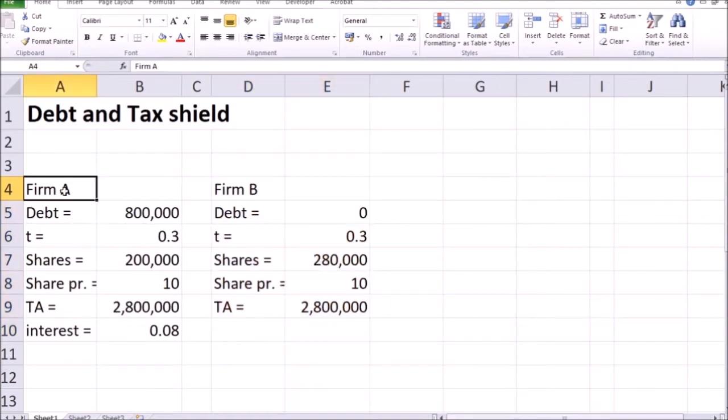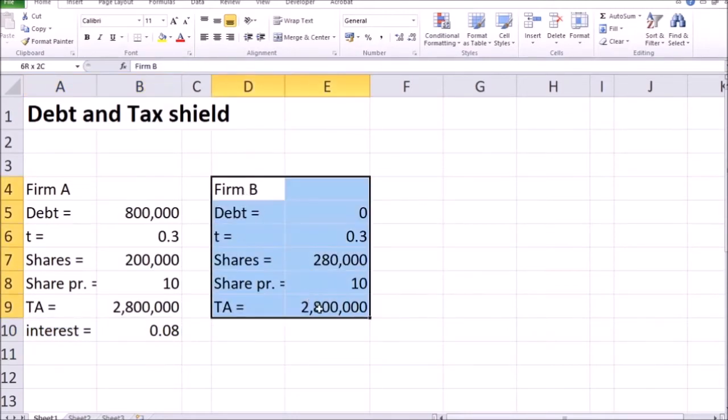So let's have a look at firm A with, let's say, 800,000 in debts. Tax rate is 30%. Let's say the firm has 200,000 shares outstanding at the share price of, let's say, $10, which gives the market value of the total assets of 2.8 million. That's the total value of equity, 2 million, and 800,000 in debt, 2.8 million. And let's say the interest that the firm pays on the debt to keep it rolling is, let's say, 8%.